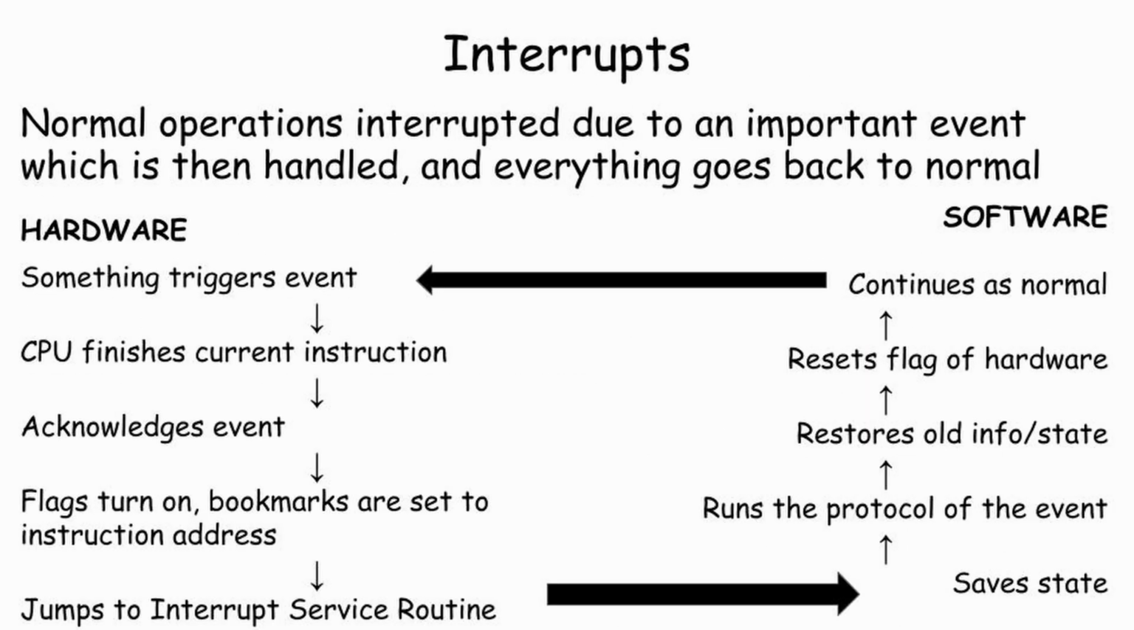Interrupts. Interrupts are when the CPU gets interrupted by an event. Something triggers the event externally through hardware. But the CPU first finishes the current instruction. Then it acknowledges the event, flags are turned on, bookmarks are set to the current instruction address, jumps to the interrupt service routine software, which saves the state, runs the protocol of the event, restores old info and the state, resets flags of the hardware, and then continues as normal.